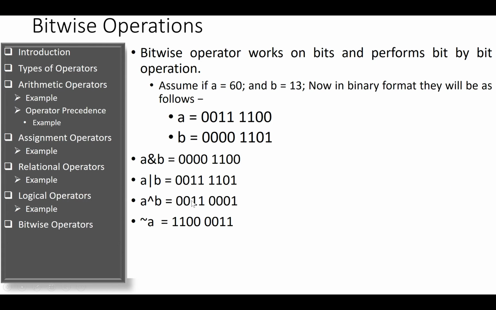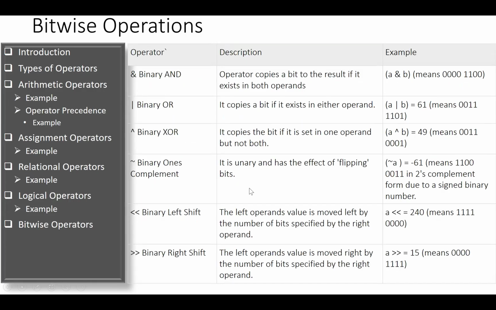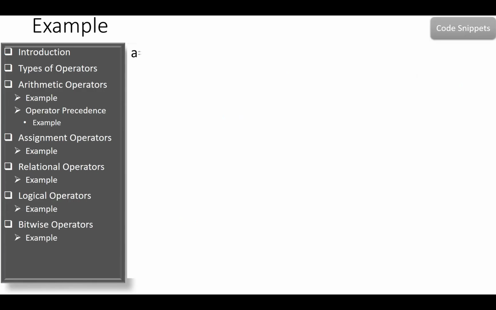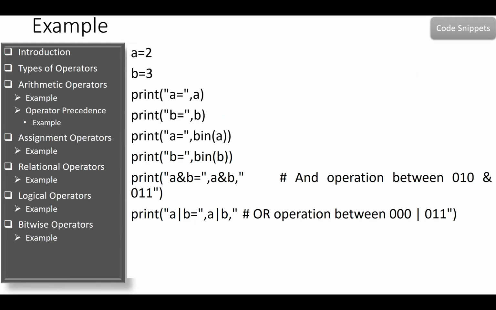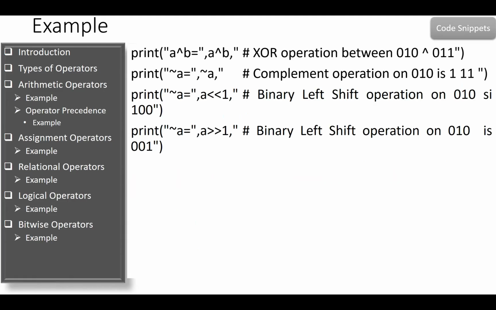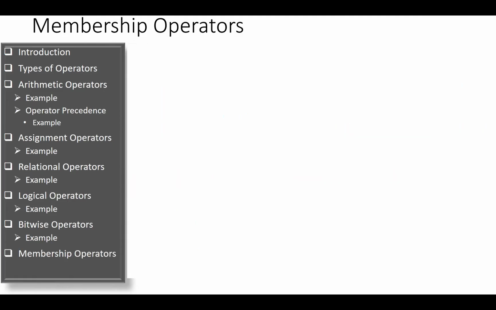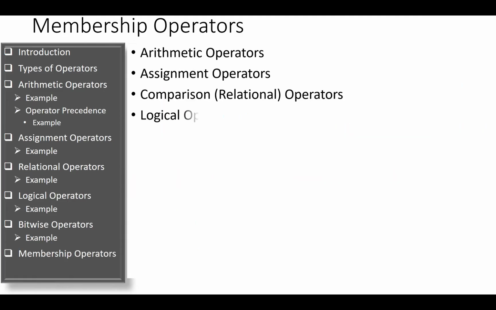XOR operation: if you consider XOR of the numbers, you need to convert them. 0 XOR 0 is 0, 0 XOR 1 is 1, 1 XOR 0 is 1, 1 XOR 1 is 0. Next, NOT of 8: we invert these bits, 1, 1, 0, 0, 0, 0, 1, 1. So binary AND, binary OR, XOR, left shift, and right shift are the operations performed using this. There is one example for membership operators.